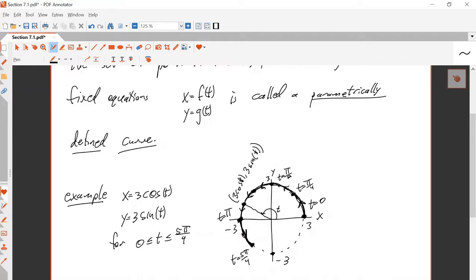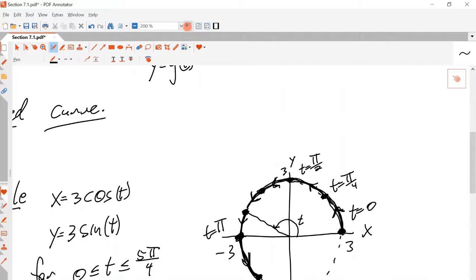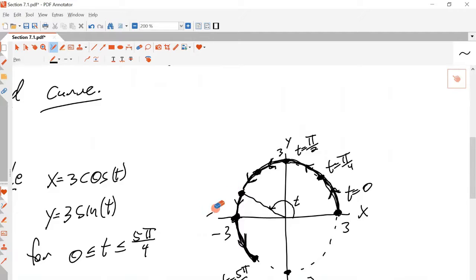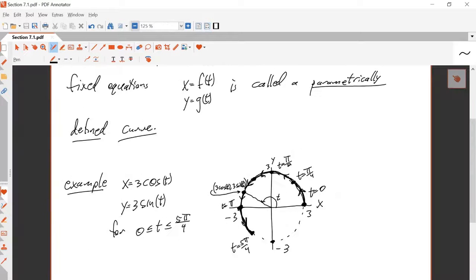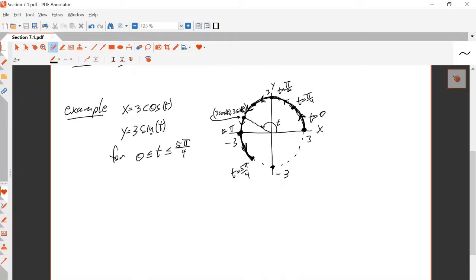Right, and that all just hinges on the fact that the definition of sine and cosine tell us that this point right here with angle t is 3 cosine t, 3 sine t, right there. That's what that point is. And so that's why we get this curve. How about if I did this? Slight variation on that.